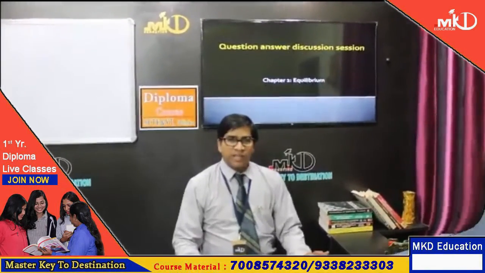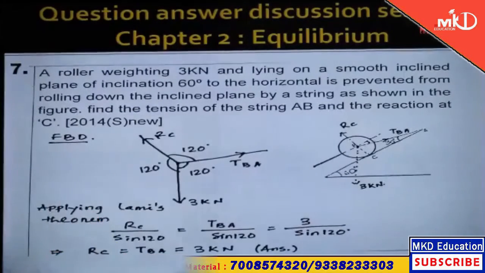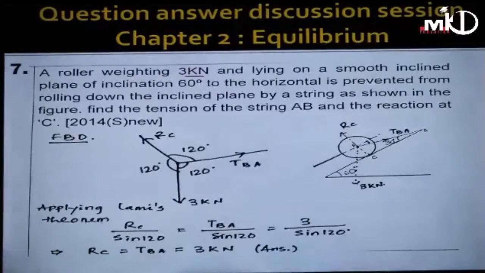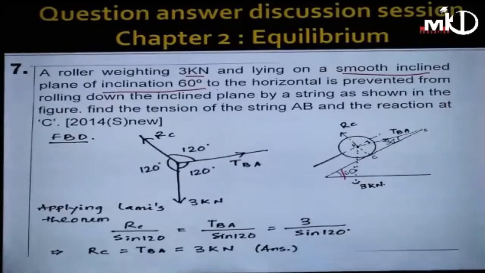So now we start question number 7. A roller weighing 3 kN and lying on a smooth inclined plane of inclination 60 degree. Smooth plane means there is no friction. You can see here the angle of inclination is 60 degree to the horizontal. It is prevented from rolling down the inclined plane by a string AB, as shown in the figure. Find the tension in the string AB and reaction at C.